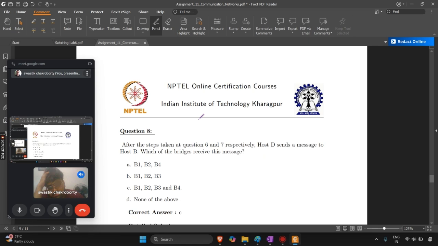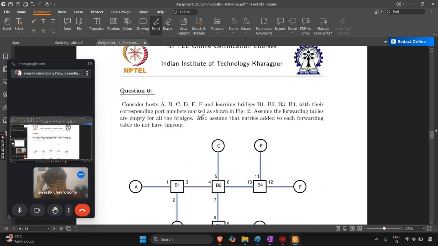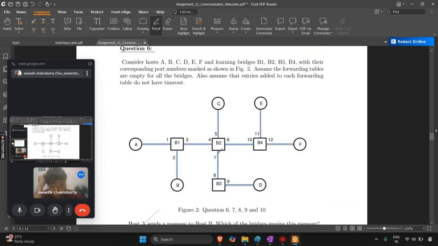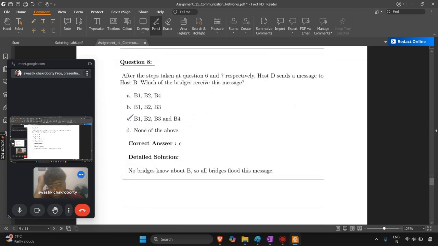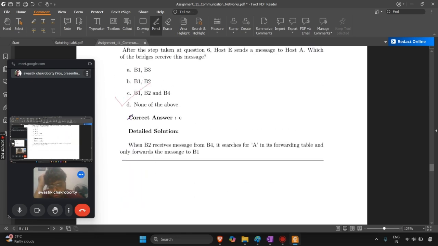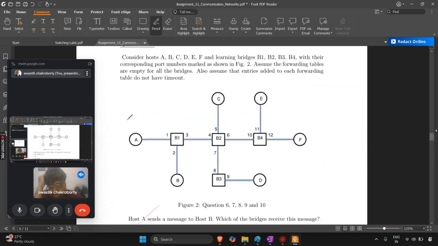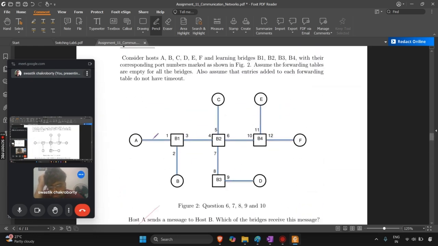Now, after the steps taken at questions 6 and 7, host D sends a message to host B. Which of the bridges receive the message? So D sends to B. Now it will go via B3, B2, B1. But since B has not yet been used, no message has gone to port 2 yet. So the bridges don't know about device B.